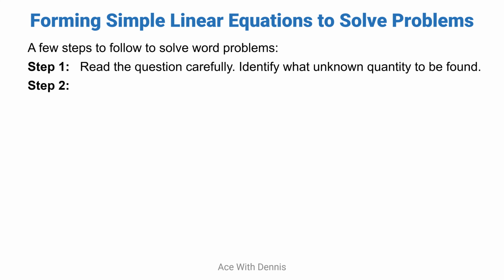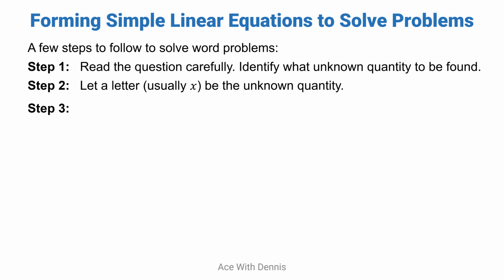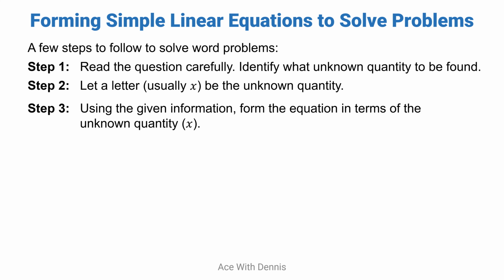Right, next, step number 2. Let a letter, usually we use x, be the unknown quantity. Then step number 3, using the given information, form the equation in terms of the unknown quantity, which usually we use x. So again, we have to know how to interpret the question sentence by sentence, and sometimes we can directly translate the sentence into a mathematical equation.